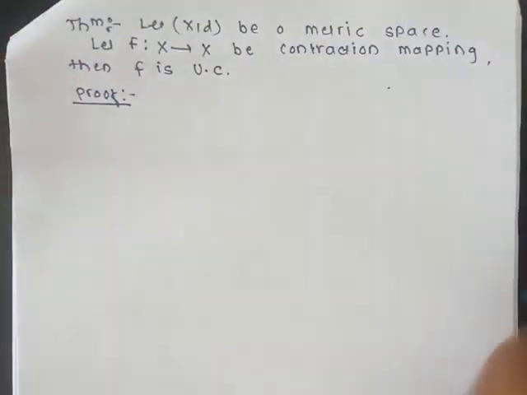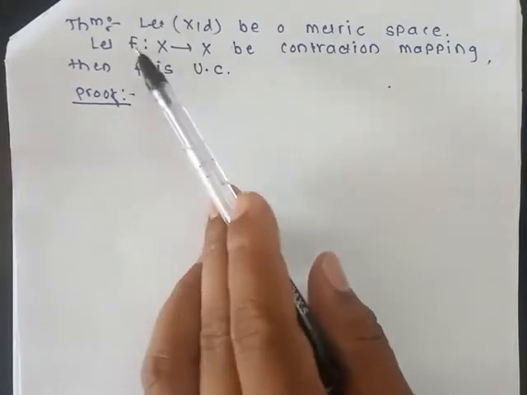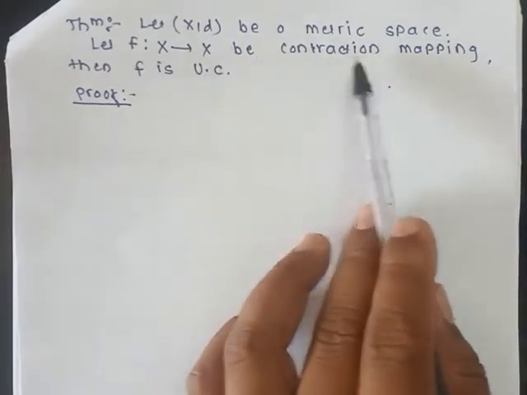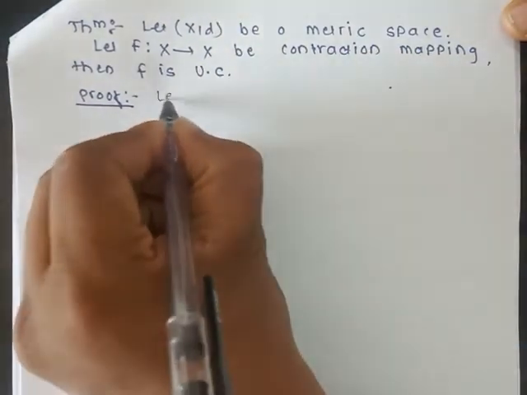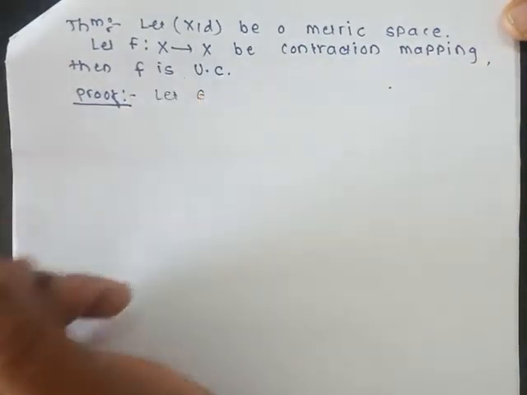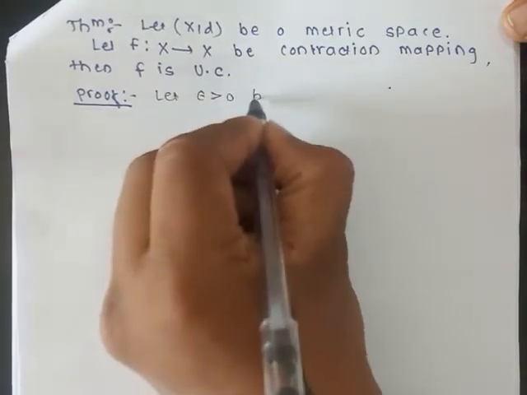Now continuing this, we have a theorem that gives the relation between the contraction mapping and uniform continuity. Let (X, d) be a metric space and F from X to X be a contraction mapping, then F is uniformly continuous. Now given that F is a contraction mapping, to prove that F is uniformly continuous, given epsilon, we have to find the delta such that the definition will be satisfied. So let epsilon greater than 0 be given.